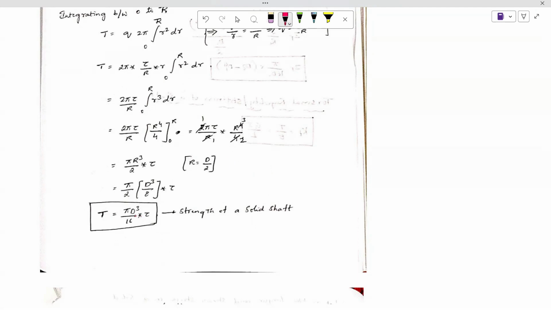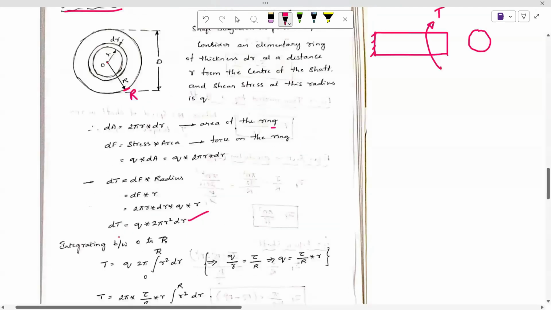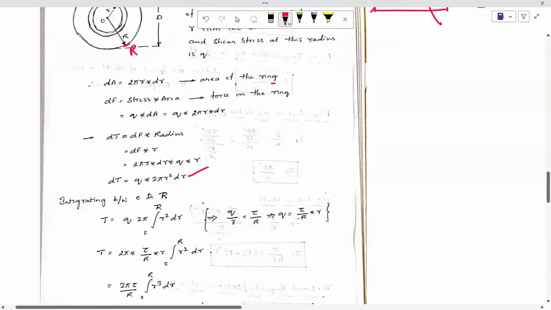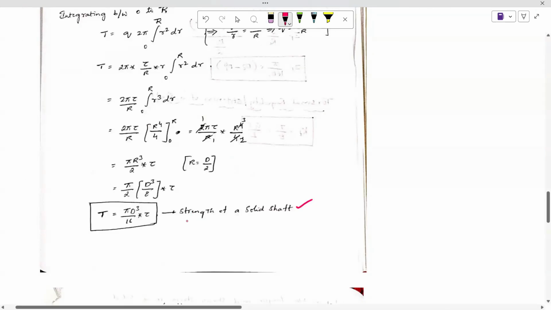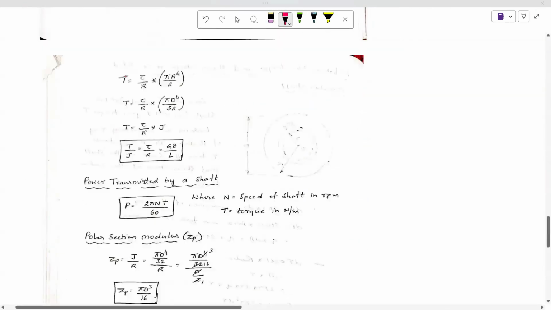So T is equal to pi d cube divided by 16 into tau. Please make a note of this equation. Now, it's not yet over because we need to derive the relation between T and tau, right? So this is one of the equations, but we have not arrived at the final equation still. So next, T is equal to tau by R into pi R to the power of 4 divided by 2.